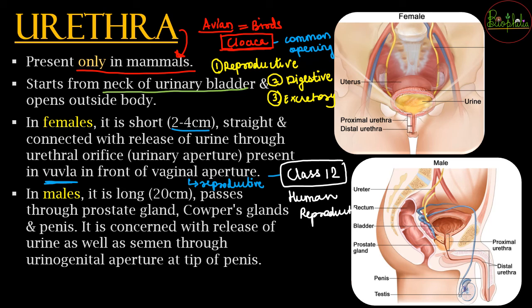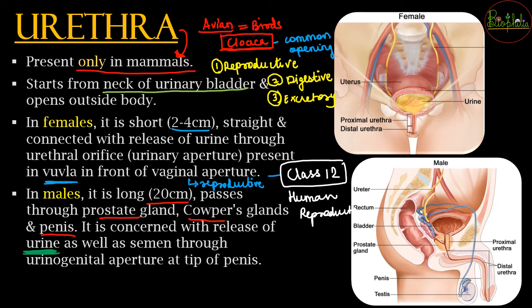So till now you just have to remember the difference of the urethra in females and males. In males it is going to be much longer, around 20 centimeters, and it will pass through different glands. These are somewhat related to the reproductive tract as well. So these are the prostate gland, Cowper's gland, and then finally it will go through the penis as well. And once it goes through the penis and all these glands, it is connected for the urine as well as for the semen.